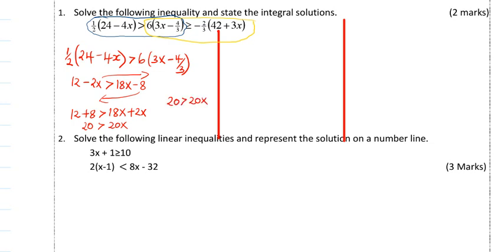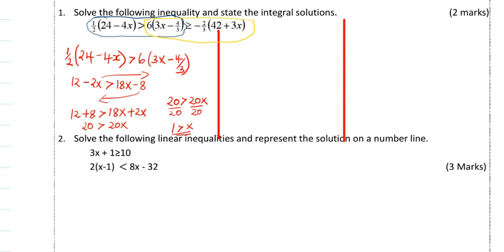We divide both sides by the coefficient of x to get the value of x. So we divide by 20, divide by 20. 20 divided by 20 is 1. So 1 is greater than x. And that becomes your solution for the first inequality.